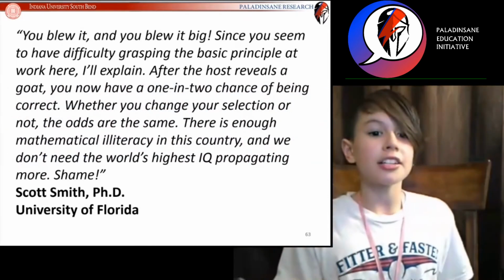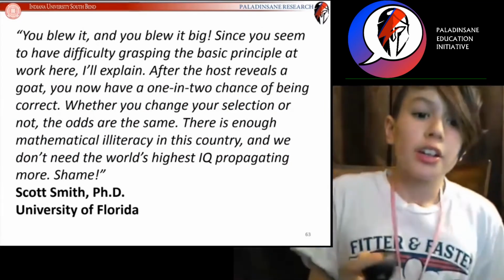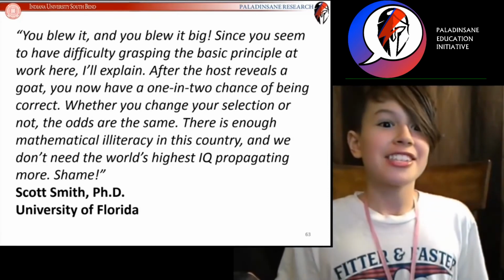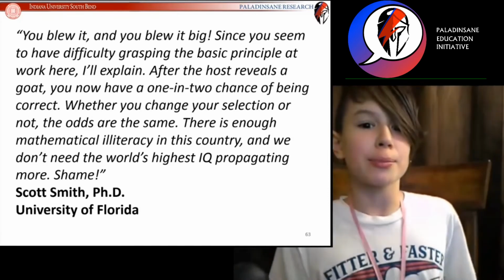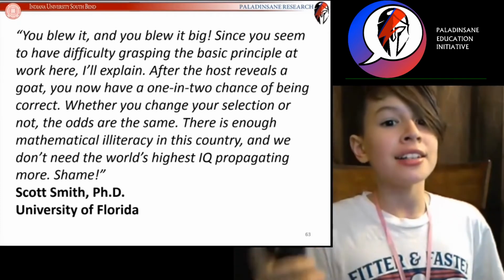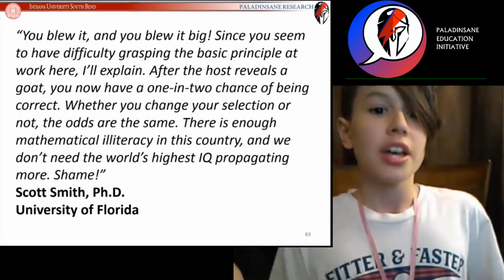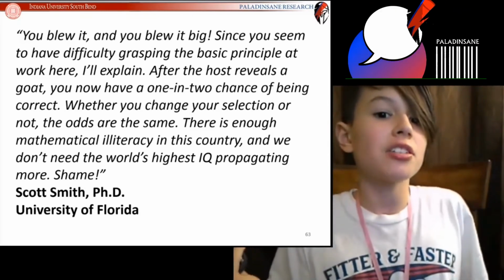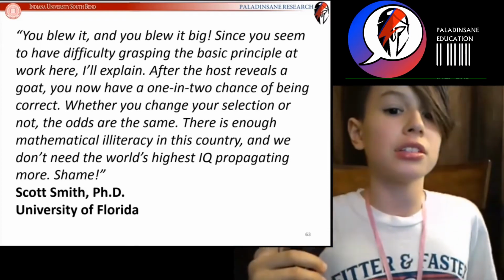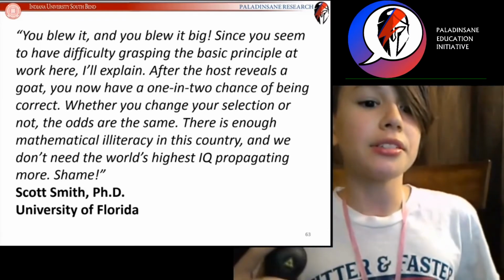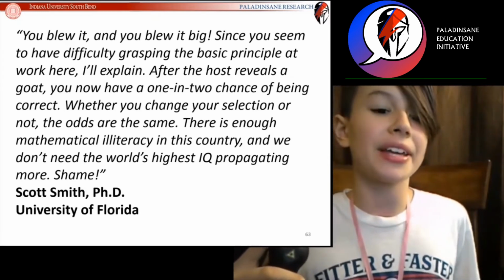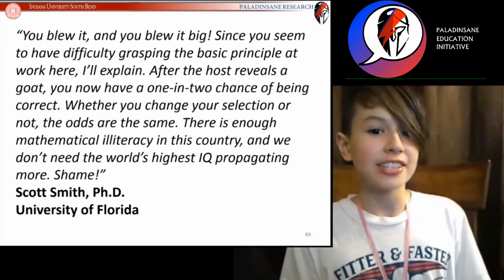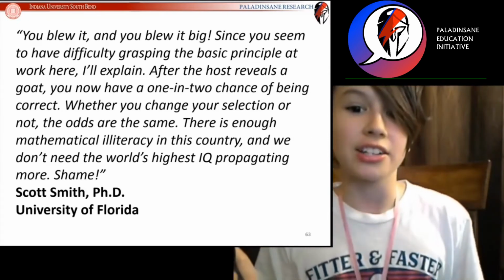This is a letter from Scott Smith, PhD, from the University of Florida. "You blew it, and you blew it big! Since you seem to have difficulty grasping the basic principle at work here, I'll explain. After the host reveals a goat, you now have a 1 in 2 chance of being correct. Whether you change your selection or not, the odds are the same. There is enough mathematical illiteracy in this country, and we do not need the world's highest IQ propagating more. Shame." That is very insulting. Just so you know, never say that to anyone.